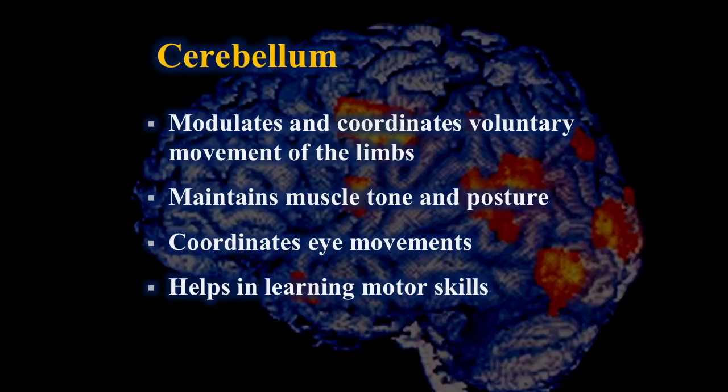Remember, we talked about muscle tone, that your muscles are always a little bit contracted so that they will be ready to be used when necessary. It also helps coordinate your eye movements, which remember are super, super precise. There's lots of little eye muscles around there. And it also helps in learning of motor skills, so learning tasks that involve motor coordination.